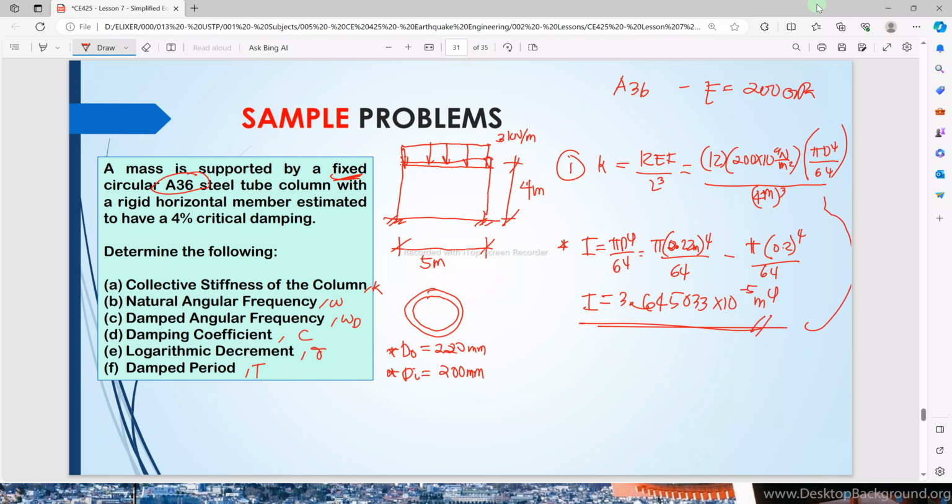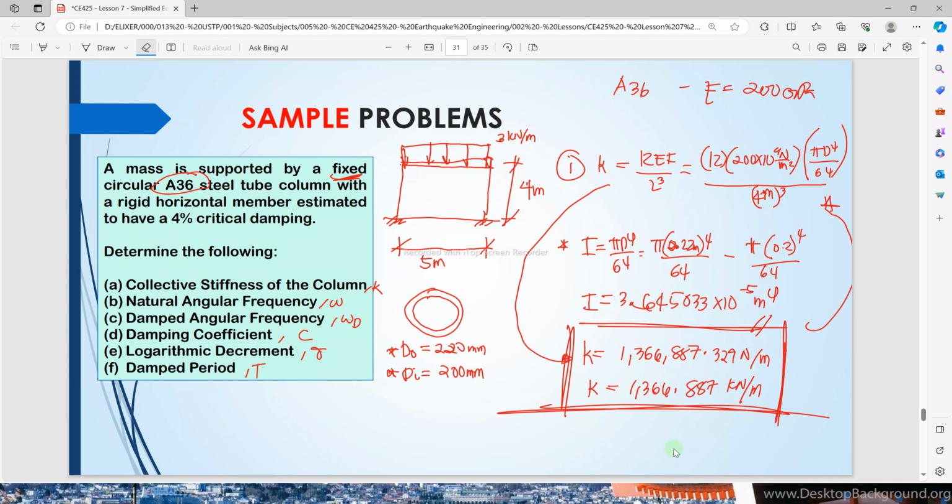We substitute this value there, and we arrive at our stiffness. So finally, we have our K equal to 1,366,887.329 Newton per meter, or in kilonewton per meter, 1,366.887 kilonewton per meter.